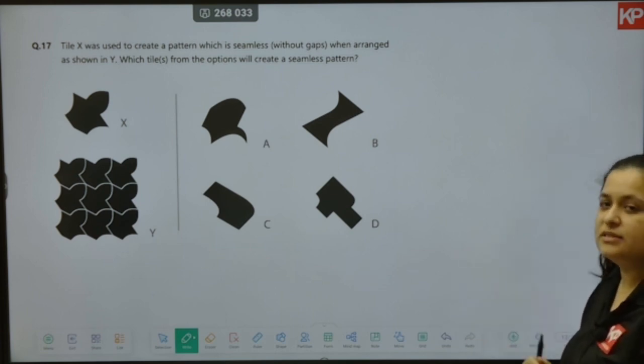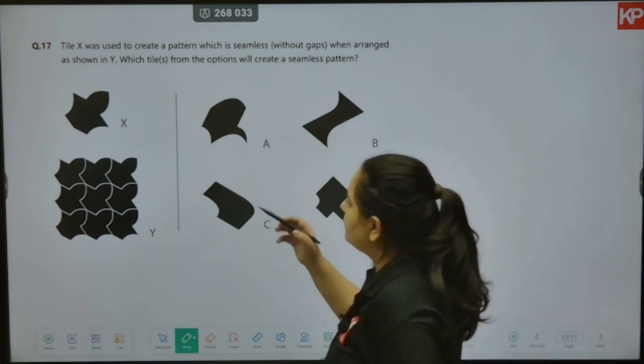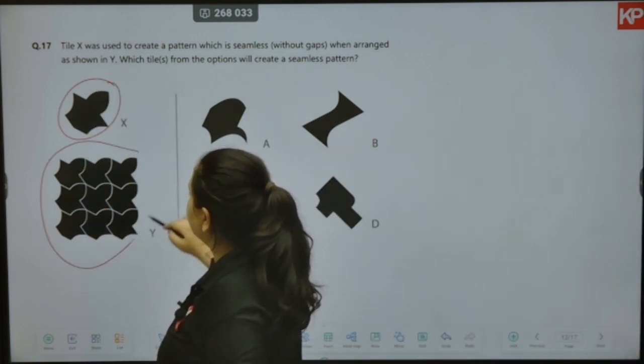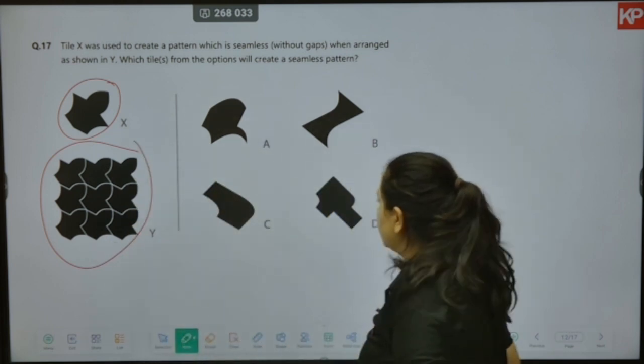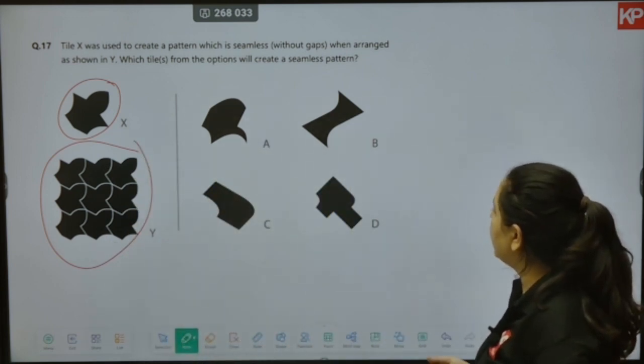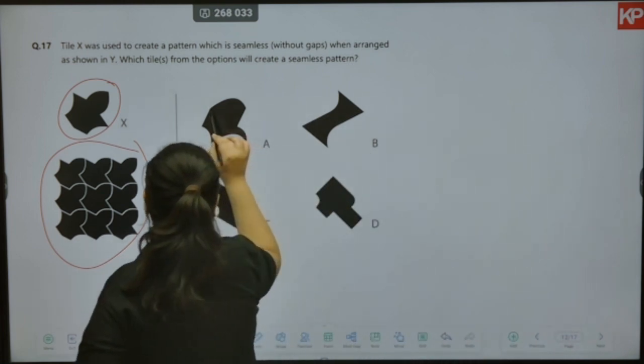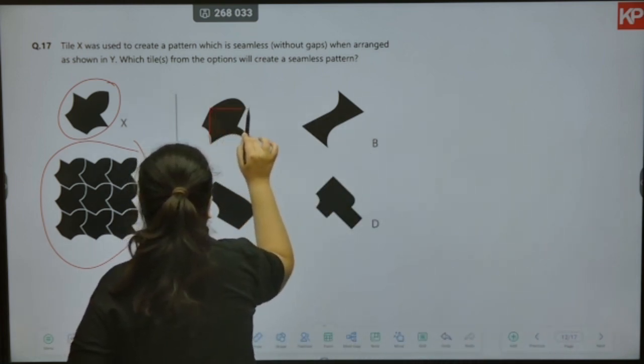Okay, use the same trick. I hope you have noticed that again this is getting repeated without flipping or without rotating. Let's check for option A, B, C and D. What is happening here is, let's try and draw another square.